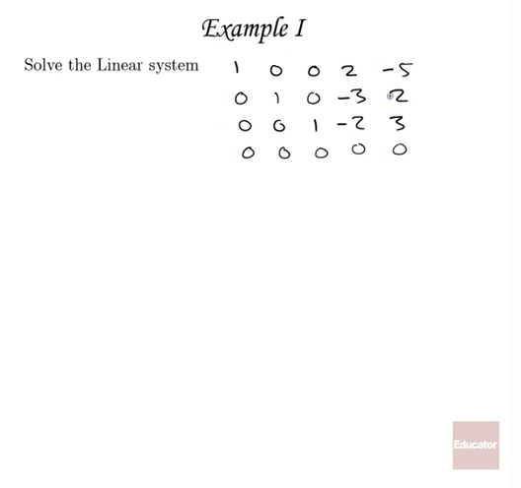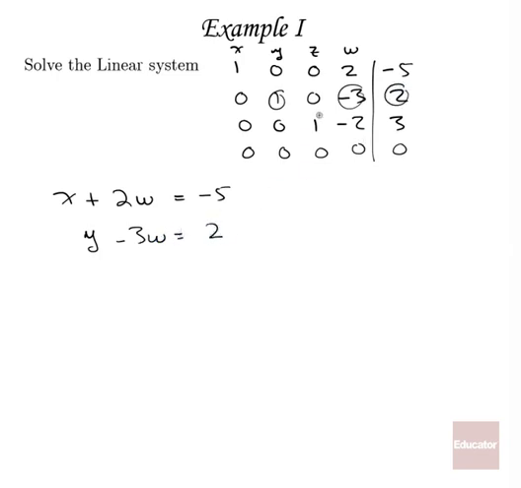So this is a matrix. It's equivalent to the following system. Well, this is x. Okay, so we have x plus 2, and let's say that this variable is w. So we have x, we have y, we have z, we have w, and we have the solutions right here. So we have x plus 2w equals negative 5. We have y minus 3w is equal to 2. We have z minus 2w is equal to 3. Again, it's in the w column.